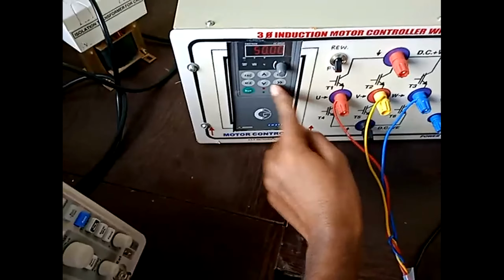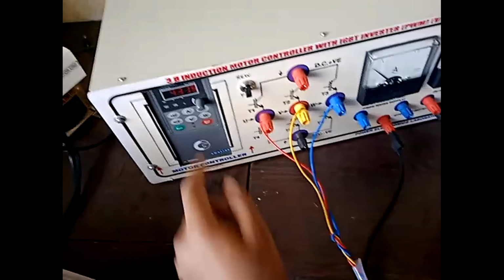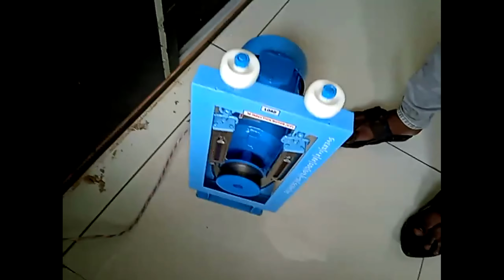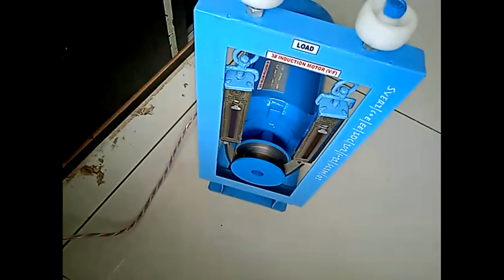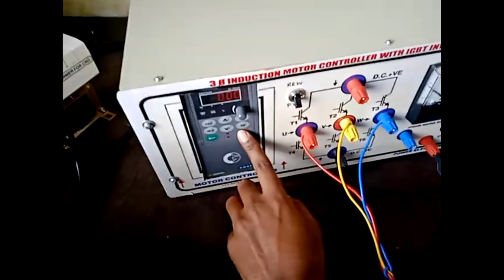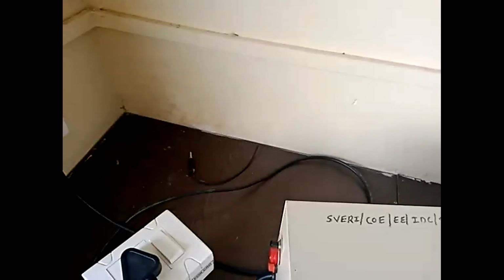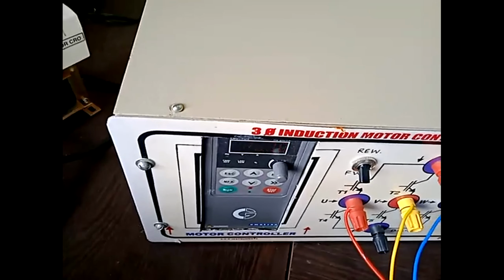Stop this button. Okay, when the frequency decreases, you can see the speed again decreases. Clear? Just stop this button and switch off the button which is provided on the kit. Now you can switch off the main supply. Clear?